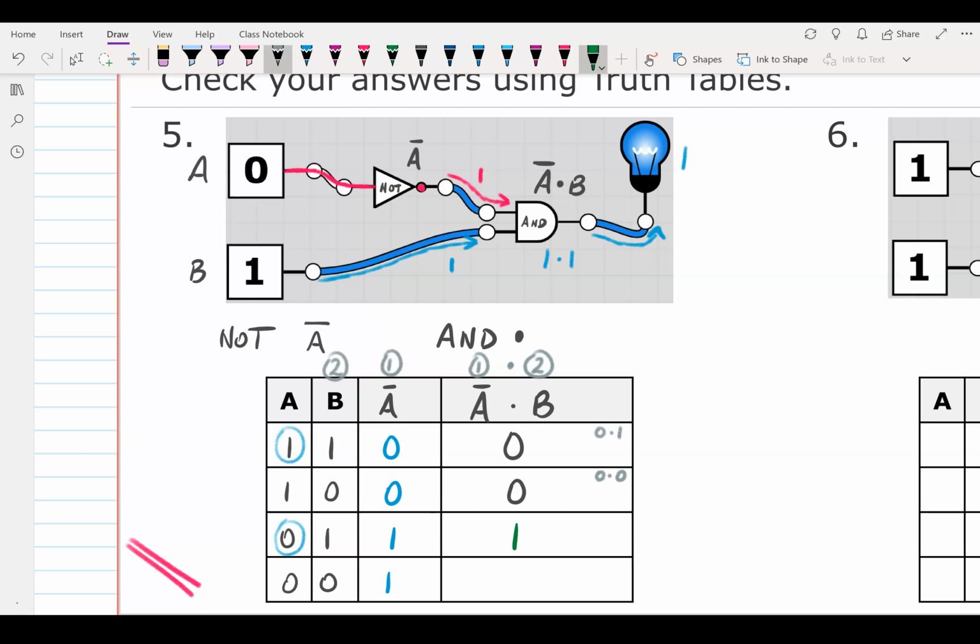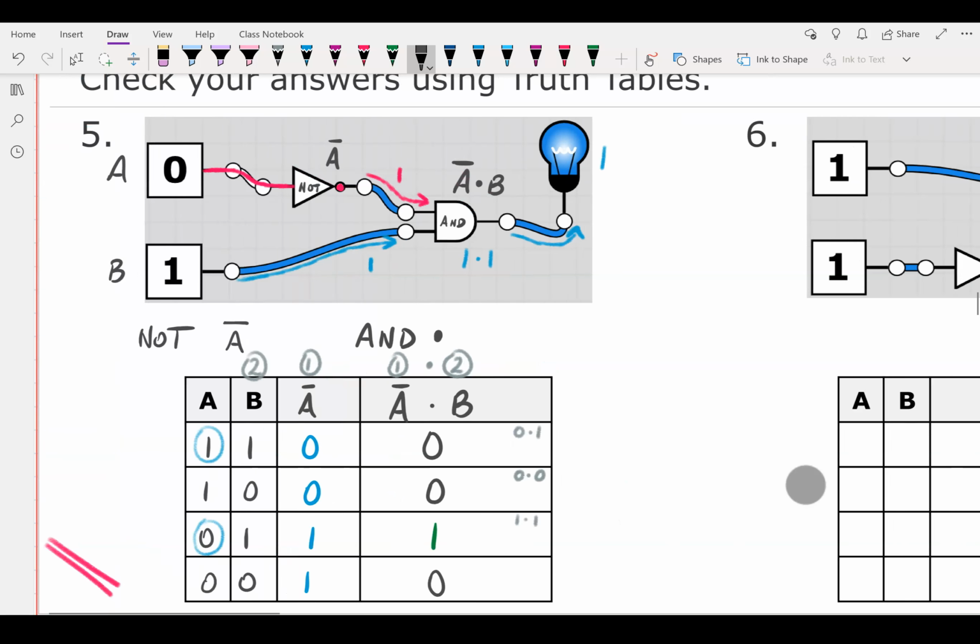So 1 times 1 gives 1, and that should be no surprise. Anything times 0 is 0, so it's got to both be 1. And finally, 1 times 0 is 0. So long story short, for AND gates, if it's multiply, they got to be 1. If they're not 1, they're going to be 0.